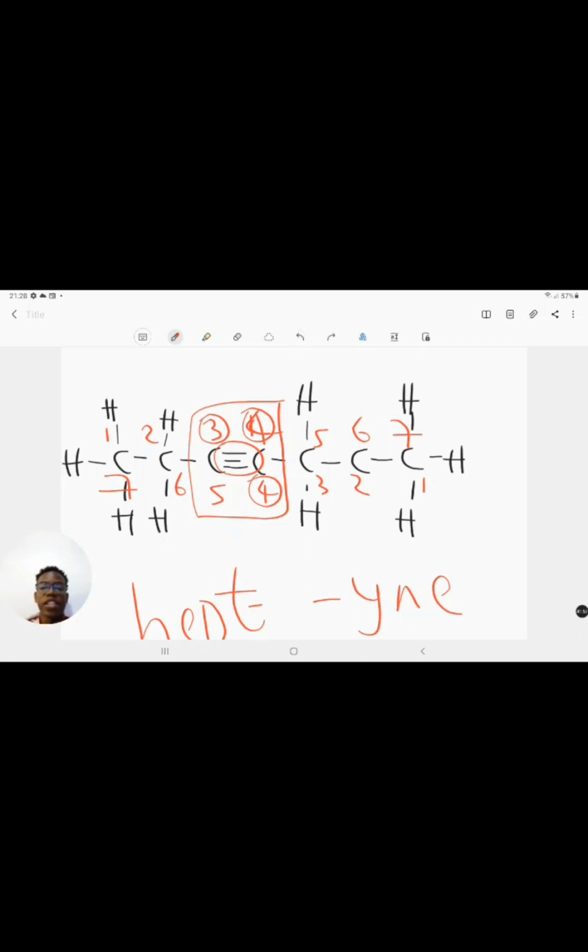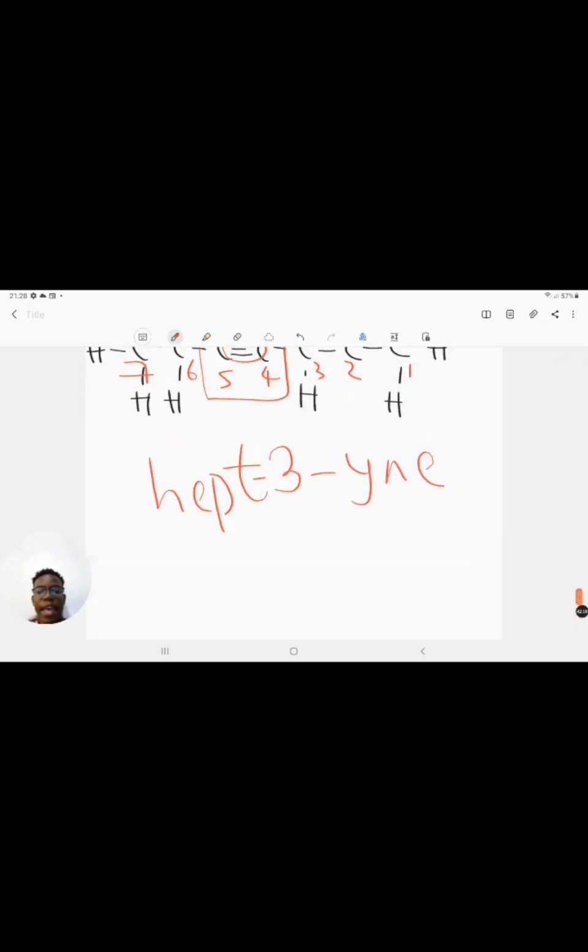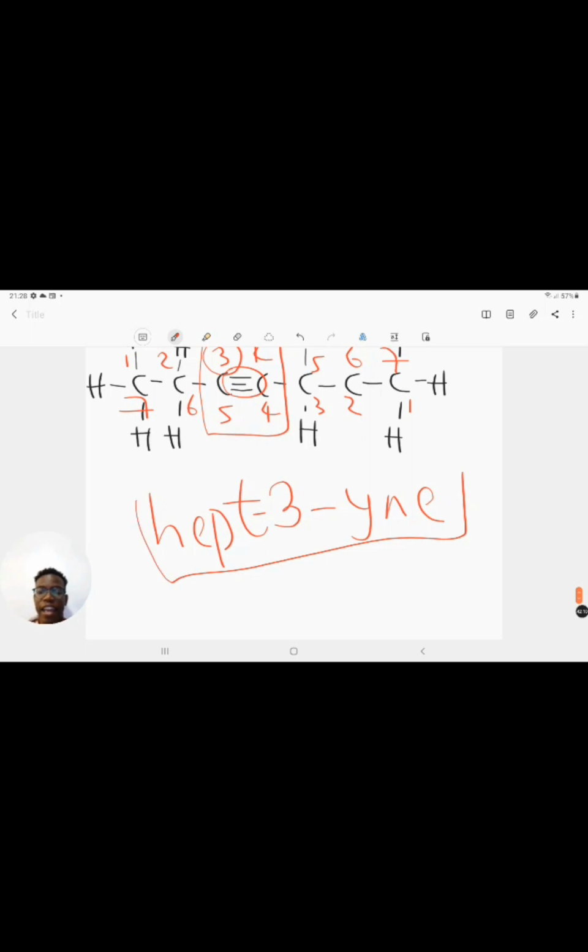Then you look at the smallest number. What is the smallest number? Well, the smallest number is 3. Okay, so therefore the number that's going to come here is 3, and therefore your answer here is hept-3-yne. Okay, and then this is your answer. You are going to get your 4 marks if you do it like that.